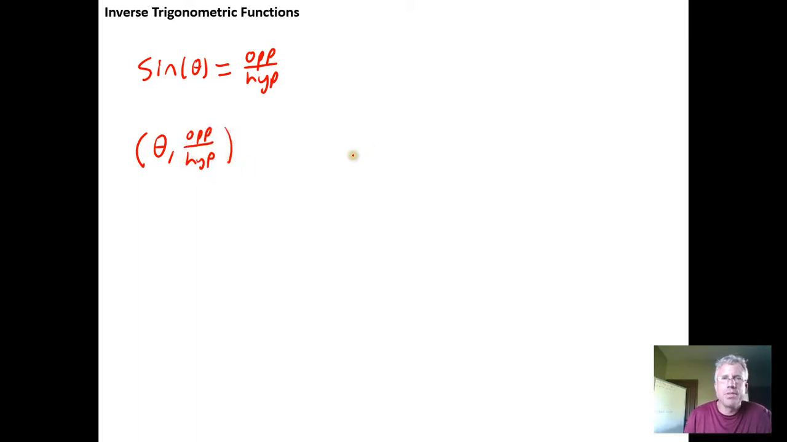So the other trig function that we looked at was the sine of theta, and it was defined to be the side opposite theta divided by the hypotenuse of the right triangle. So the inputs are angles and the outputs are the side ratio generated by that angle. So if we have an inverse function, the inputs need to be the appropriate side ratio, opposite over hypotenuse, and the output will be the angle that generated that side ratio.